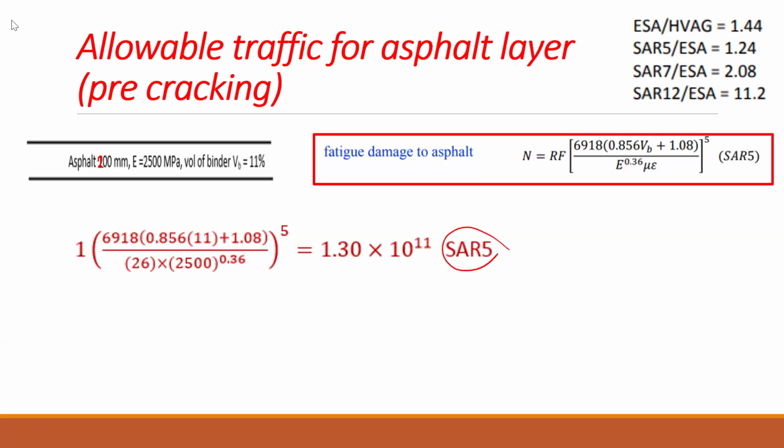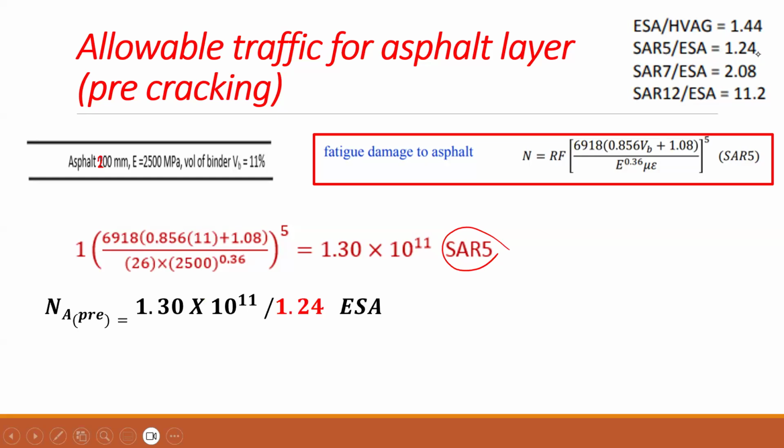We have converted the design traffic to ESA. So can you guys please convert this also to ESA? How can we convert this to ESA? Yes. So you just divide, you need to divide by 1.2. So when you divide by 1.2, I get the asphalt allowable traffic for pre-cracking, which equals 1.05 times 10 to the 11 ESA.